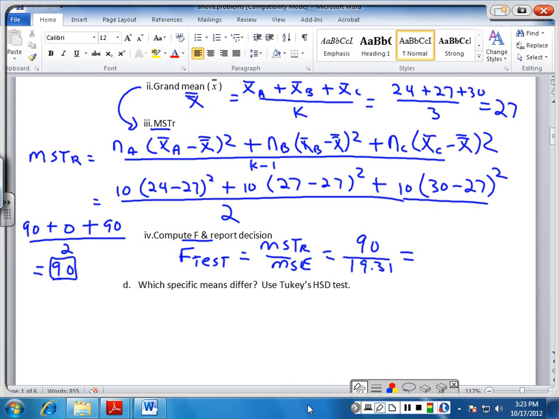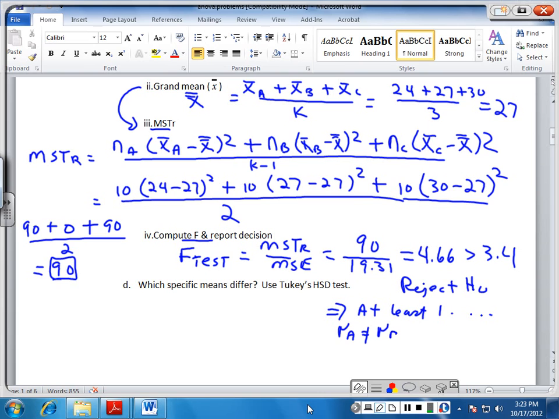Then you make your computation. 90 divided by 19.31 is 4.66. That is greater than 3.4. Therefore, you reject H0, and you conclude at least one of the following is true: mu A not equal to mu B, mu A not equal to mu C, mu B not equal to mu C.